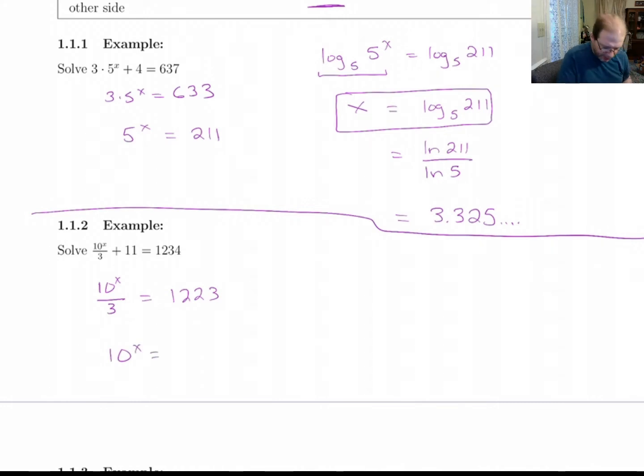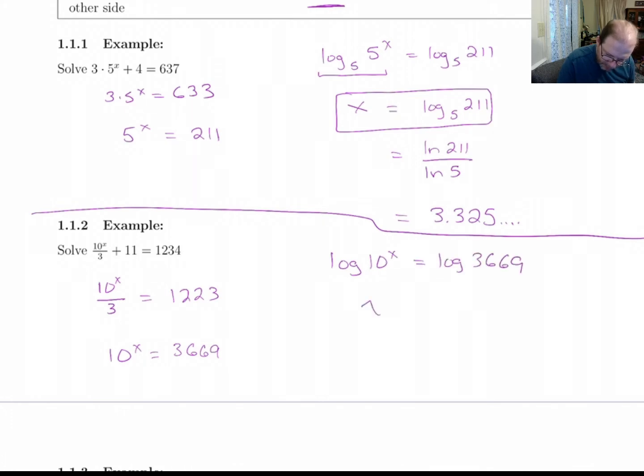Let's see, 1223 times 3. That's 3669. I guess I could have done that in my head, but I didn't. Now take the base 10 log of both sides of this. So you just get x is log 3669. Remember, if it's base 10 log, you don't have to put the base in there. So my calculator will give me this log of 3669.